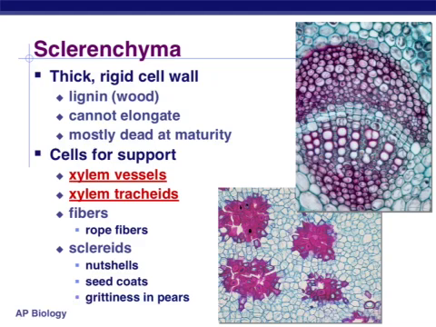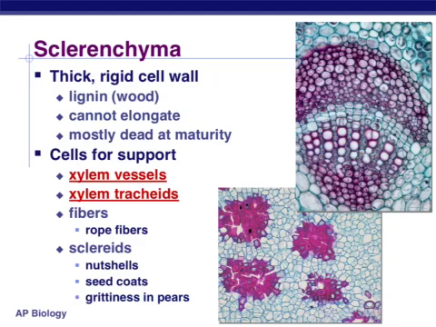So really thick, really rigid, really only found in plants that produce secondary wall or wood, lignin. These are the ones that don't elongate. They don't really help your plant to grow. And for the most part, they tend to be dead when they are mature.